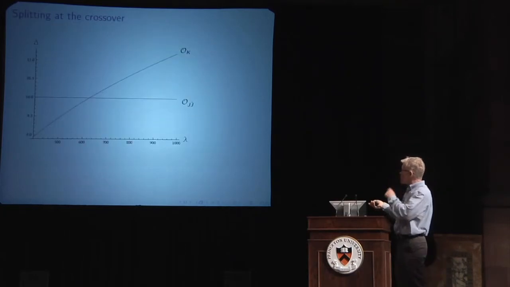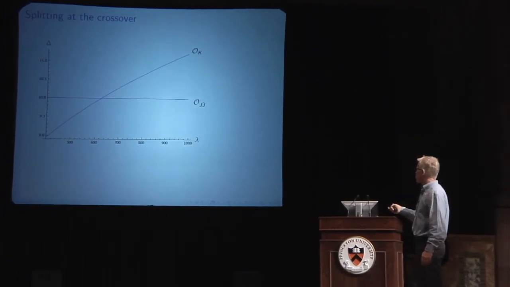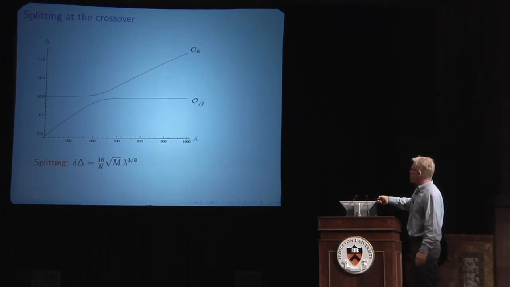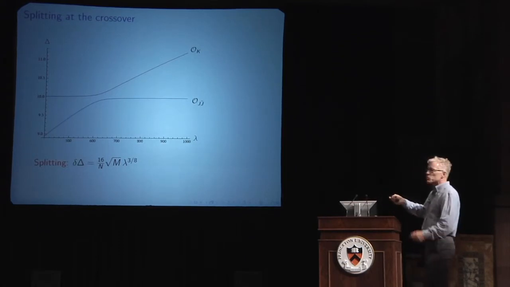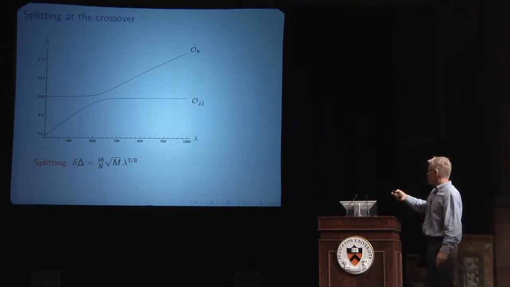So to illustrate this in the diagram, here I've shown the dimensions of a double trace operator in the infinite n limit and the dimension of the Konishi operator as a function of lambda. So this one is constant, and this one is growing like lambda to the 1/4. What the pole does is give you a splitting between these, because the operators end up mixing. And so you can basically read that off from the residue of that pole.